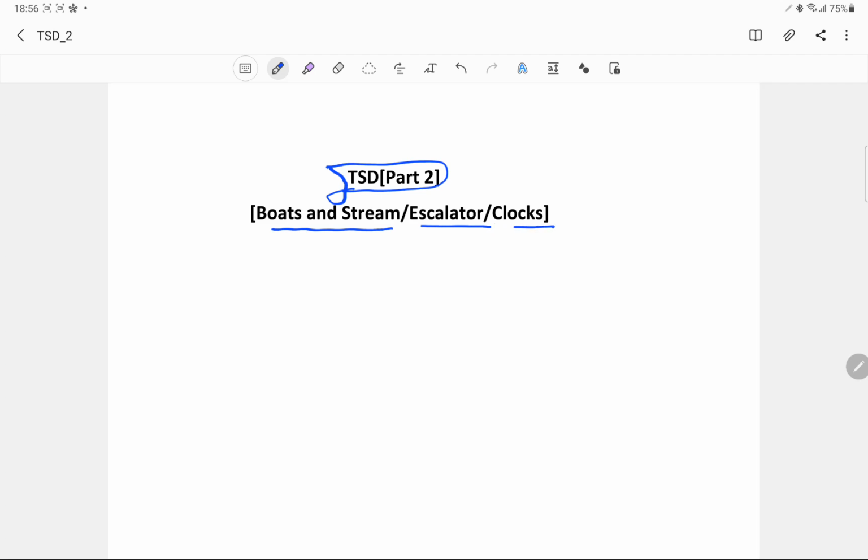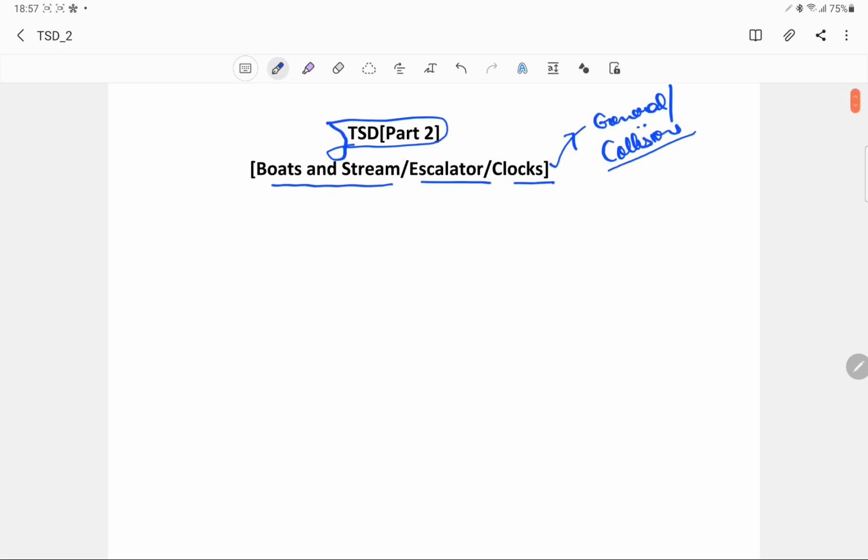In the previous session we had covered questions based on the general concept of time, speed and distance, and we had also covered the concept of collisions. This concept of collision is very important as far as all your aptitude exams are concerned. So we had covered that quite well. Okay, so now let's start with boats and streams.